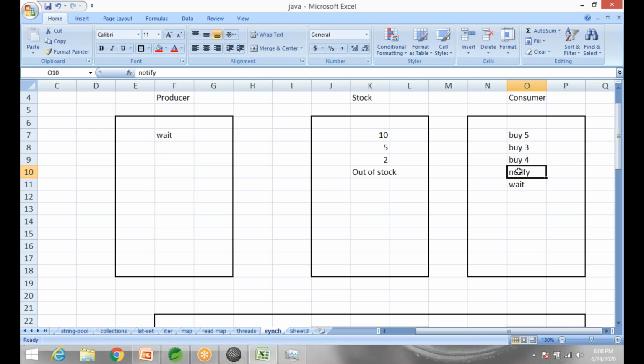When you say notify, what will the producer do? Start producing. Yes, it will come out of the idle stage, it will wake up and produce. Okay, now let's say producer has added 10 more quantity. What will be the new stock? 12.